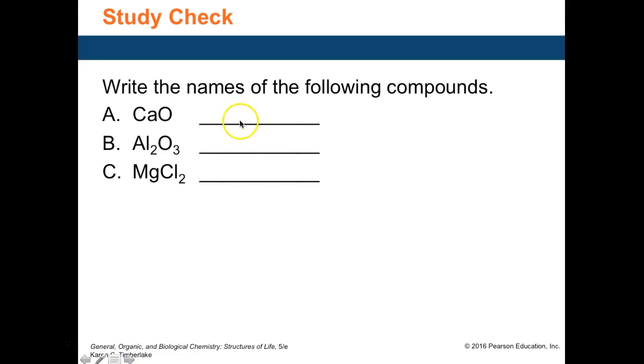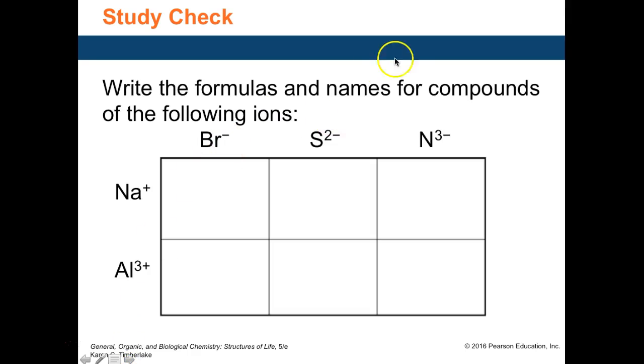Write the names of the following compounds: calcium oxide, aluminum oxide, and magnesium chloride. Write the formulas and names of the compounds for the following ions. So NaBr, sodium bromide, Na2S, sodium sulfide, Na3N, sodium nitride, AlBr3, aluminum bromide, Al2S3, aluminum sulfide, and AlN, aluminum nitride.